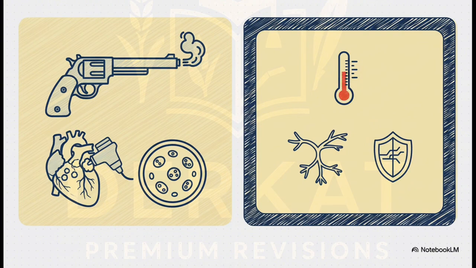Now for step 4, the proof. How do we nail this diagnosis for sure? Clinicians use something called the Duke criteria. Honestly, the best way to think about it is like a courtroom case.